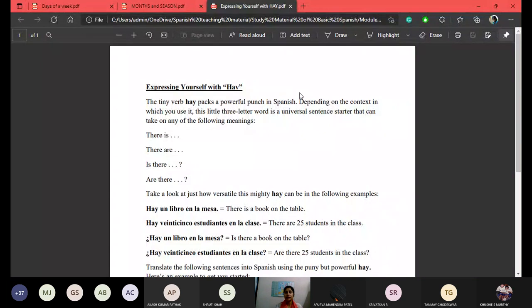I'll teach one more grammar aspect, okay? This is easy, and at the same time, it is important. And that's why I'm adding this. So there is one verb, hay. This is a form of a verb, actually, H-A-Y. It looks like a three-letter word, but it is very powerful in Spanish. The meaning here of hay is there is, as well as there are. The meaning is there is and there are.